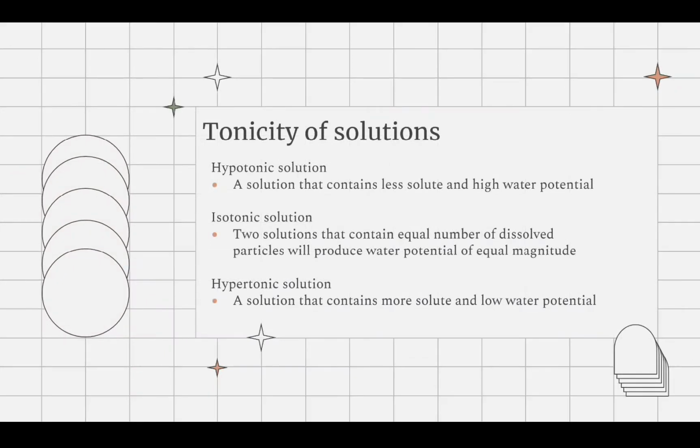Tonicity of solution. Hypotonic contain less solute and high water potential. Isotonic, the amount of solute and water potential is the same. Hypertonic, it has more solute and low water potential.